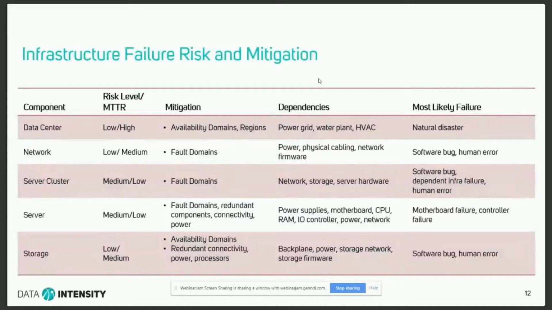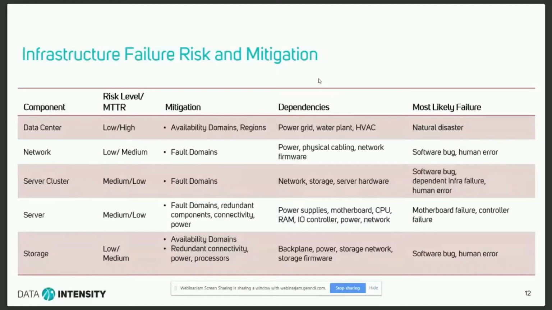From an infrastructure perspective, typically the risk of data center or network failure is fairly low. Mitigation within OCI can be done with things like availability domains and regions, as well as fault domains. There are a lot of dependencies from a data center perspective on things like the power grid, the HVAC systems, things like that. And from a network perspective, around things like physical power and cabling, network firmware, and things like that. So we have specific controls that we use to mitigate these failure points.